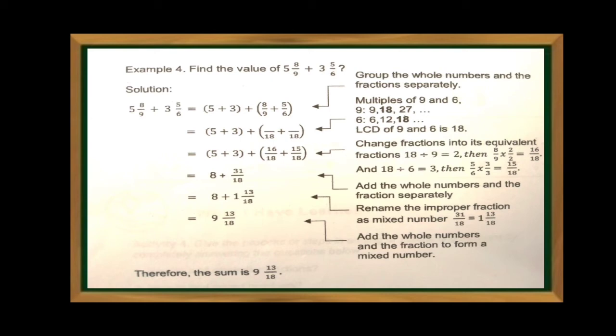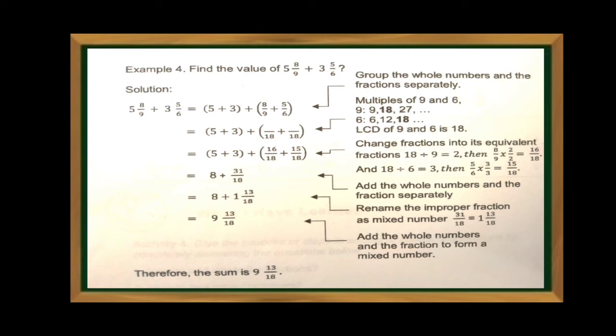Therefore, it becomes 18 divided by 9 equals 2. Then 8/9 times 2/2 equals 16/18. And 18 divided by 6 equals 3. Then 5/6 times 3/3 equals 15/18. Therefore, the result is 8 plus 31/18.